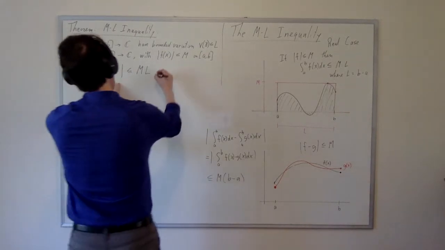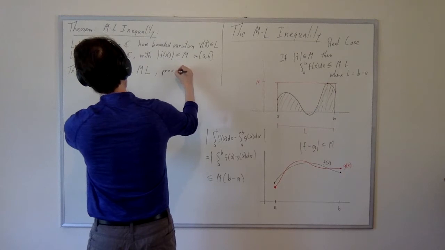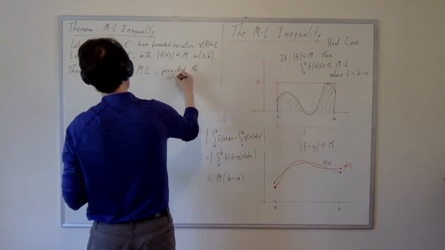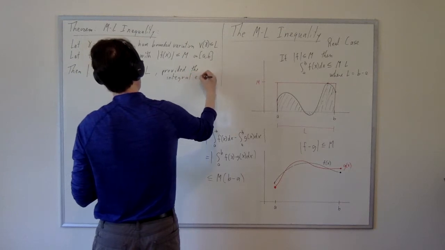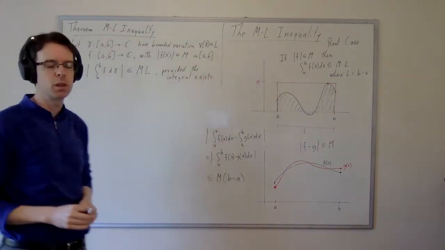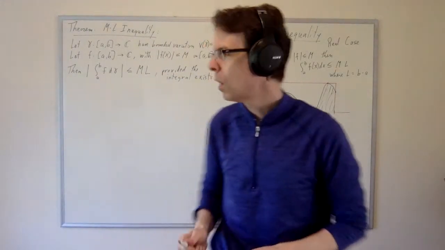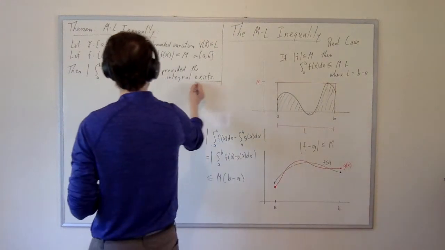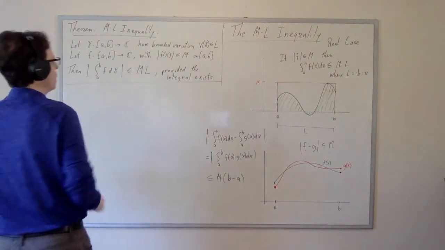It might exist, and I don't want to over-restrain this theorem. So here, I'm simply going to say, provided the integral exists. So if the integral exists, then it will be less than or equal to ML. And if it doesn't exist, well, then there's no sensible inequality that could be stated for it. So this is going to be the form of our ML inequality for Riemann-Stieltjes integrals for complex-valued functions.